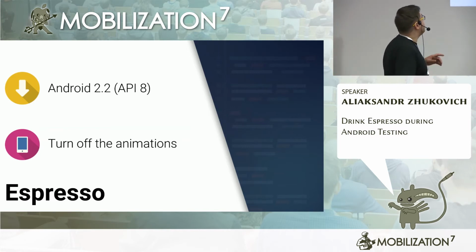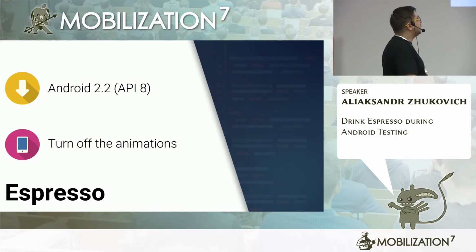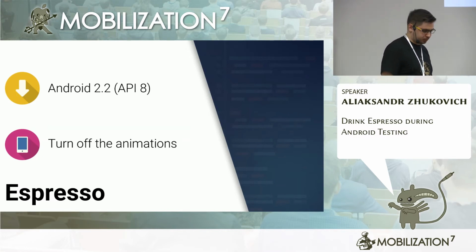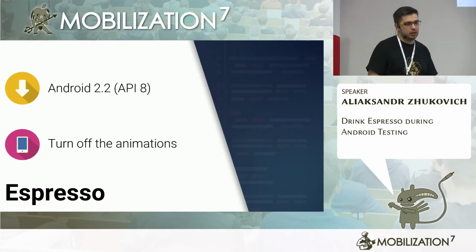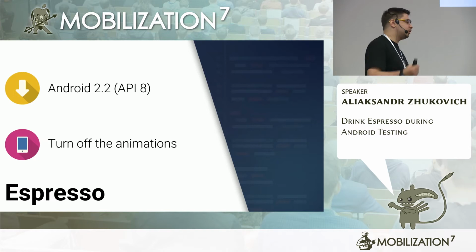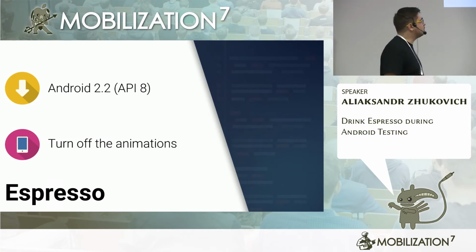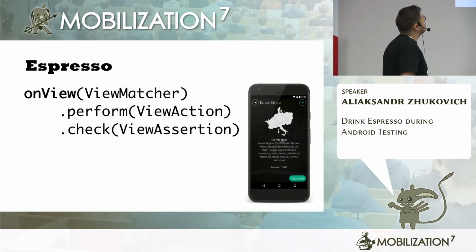And Espresso also has a really cool thing called synchronization. Right now, we can write our tests without sleeps, fortunately. But we should adapt our application for it. When I talk about adaptation, I mean that we should turn off all animations. In the official documentation, you can read that we should turn off all system animations. But it doesn't mean that animations for all applications will be turned off. We should do it manually, and I'll show how we can do it. And let's move to Espresso.